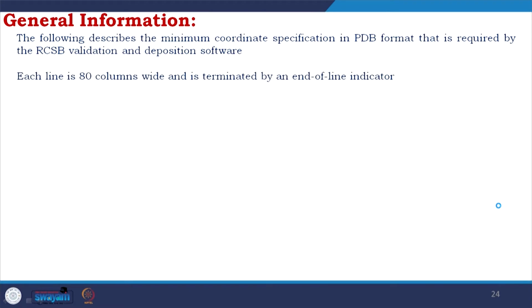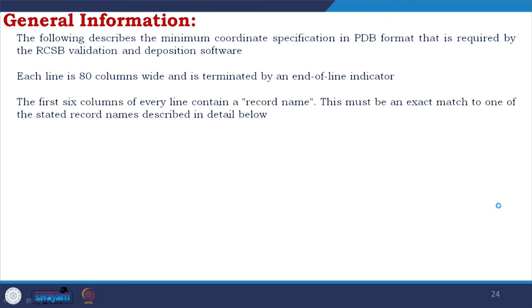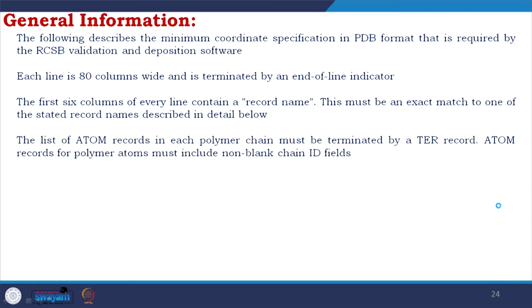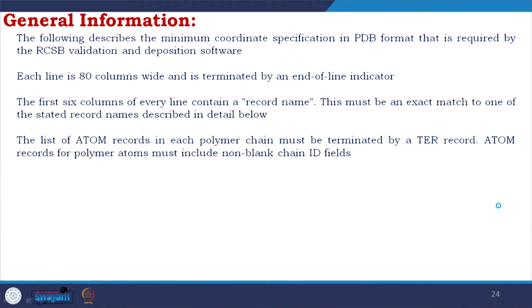Each line is 80 columns wide and is terminated by an end of line indicator. The first 6 columns of every line contain a record name. This must be an exact match to one of the stated record names described in the detail below. So, in the detailing, whatever you are doing, you have to record them. The list of atom records in each polymer chain must be terminated by a third record. Atom records for polymer atoms must include non-blank chain ID fields.